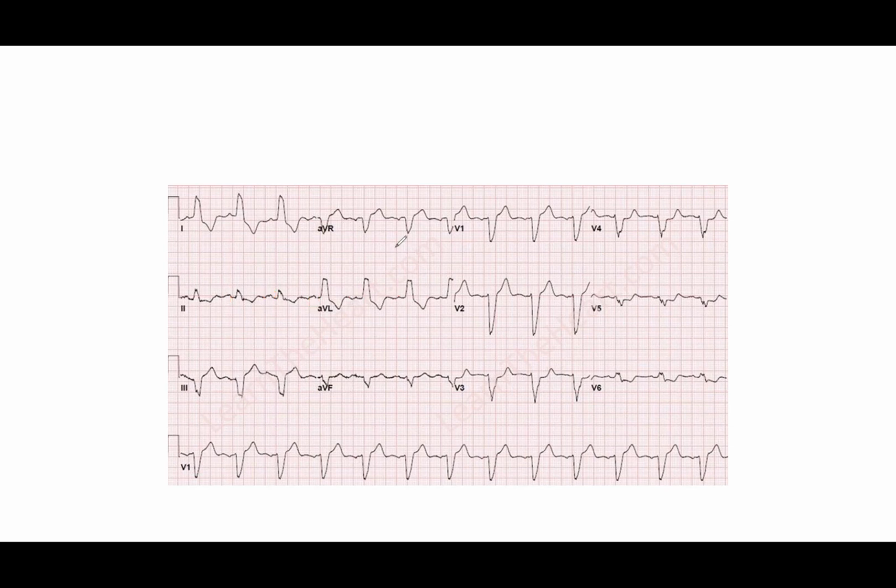All right, so P waves present, morphology is good. P for every QRS. PR intervals within normal limits. QRS is definitely wide, right?